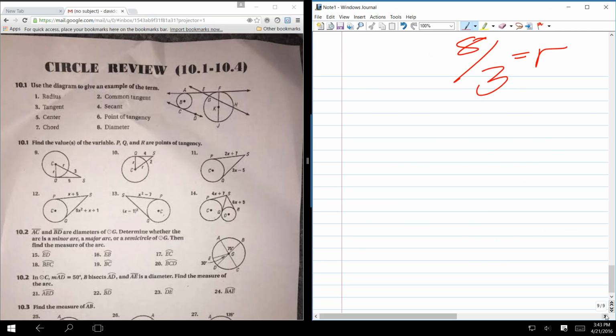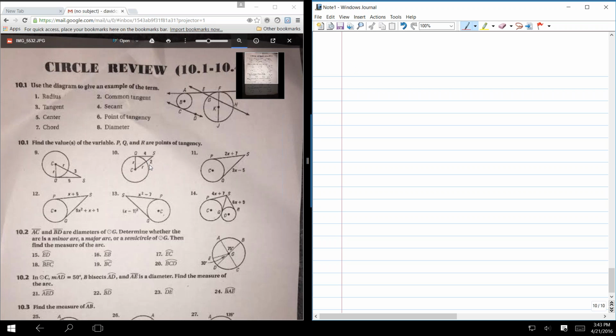So what about number 10? Well, that's the same one as the one before, right? Pretty much. Give me an equation I can use. I don't care about solving the equation. Just give me the equation. I don't know. It's a right triangle, right?